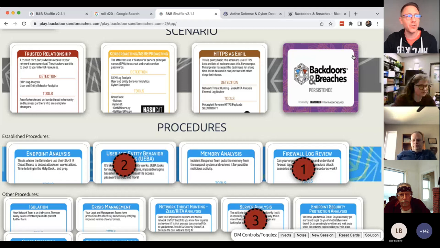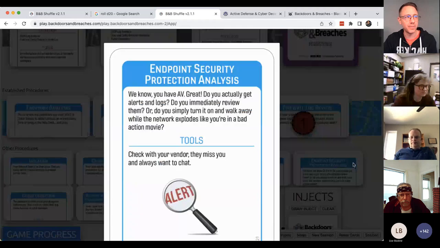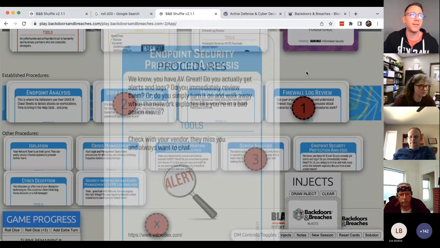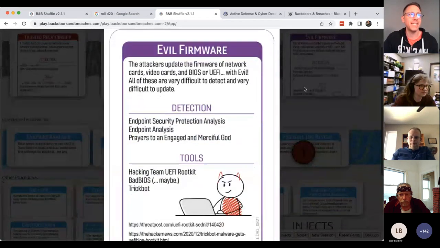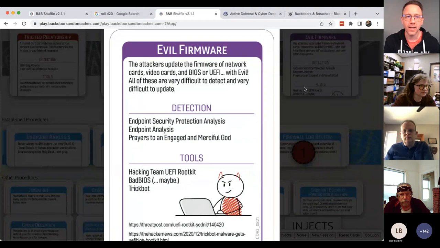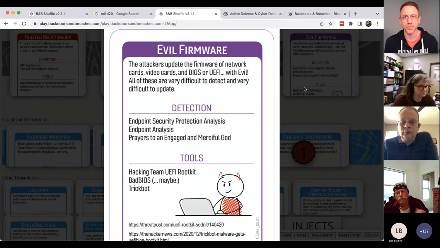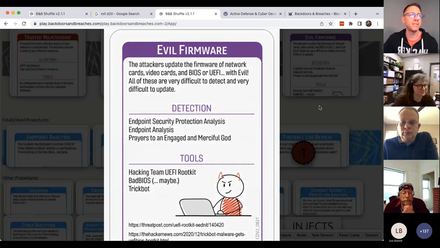And then you would use endpoint security protection analysis to look at those three compromised systems, and you would have found out that they have firmware that's been updated with evil. The attackers, once they got onto those systems, updated something they could through the firmware so that they could keep coming back in on those systems. So this is how you got robbed today.